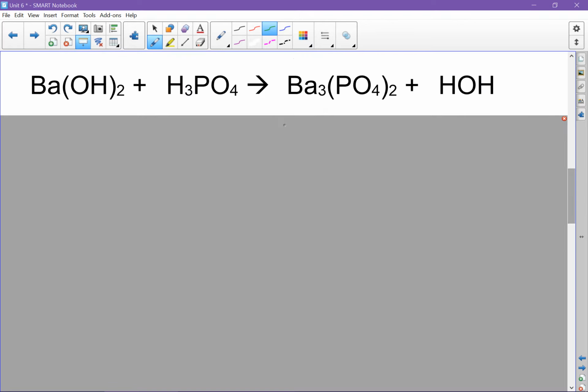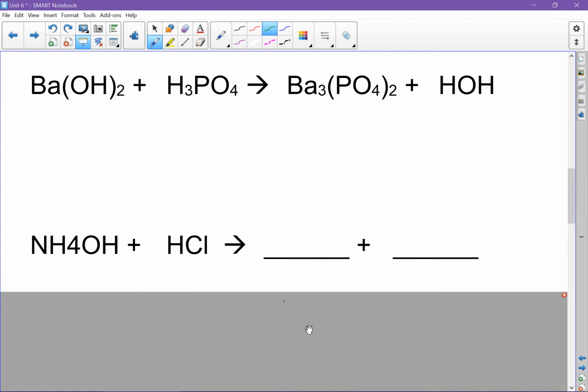So now let's see if you can take these last 2 reactions and can you name them, and then in this last one can you write the final products and name what they should be. So try it for yourself.